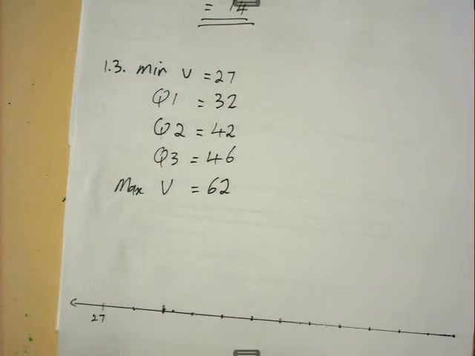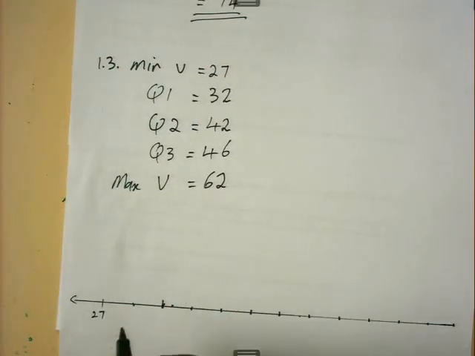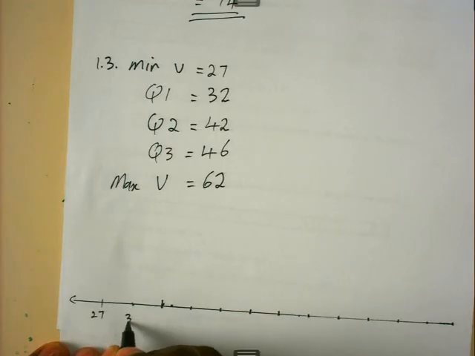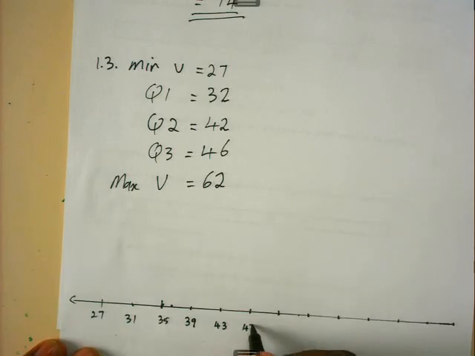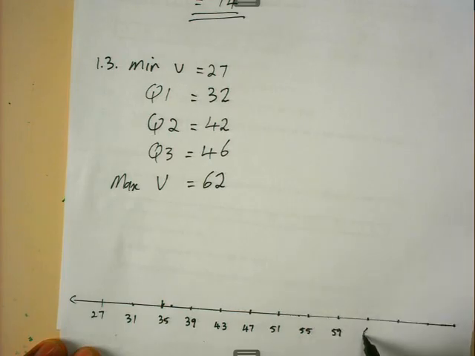Let's check. We've got 27. Plus 4, we've got 31. Plus 4, 35. Plus 4, 39. Plus 4, 43. Plus 4, 47. Plus 4, 51. Plus 4, 55. If we add 4 again to 55, you've got 59. And then after adding 4 to 59, you'll have 63.